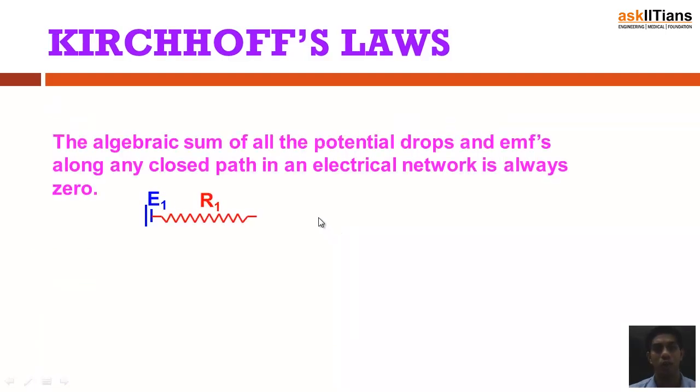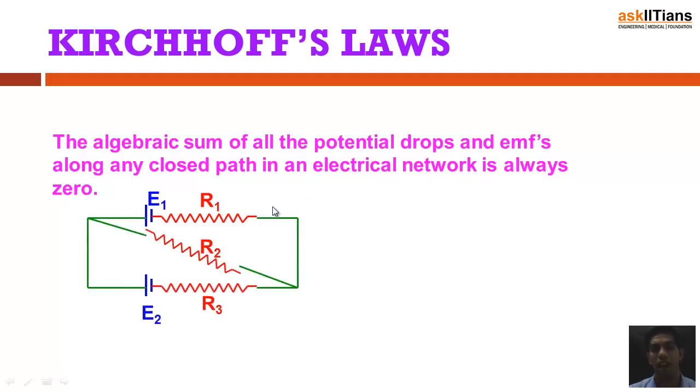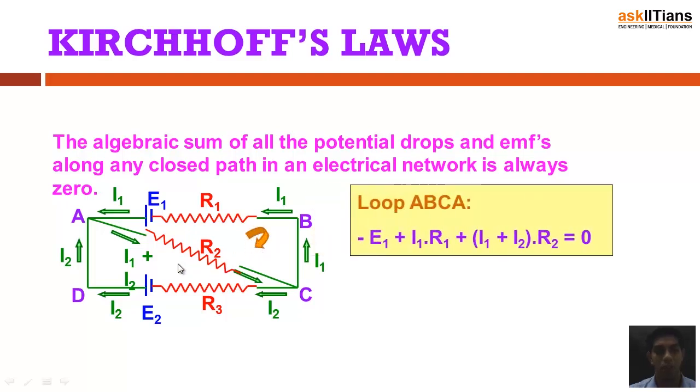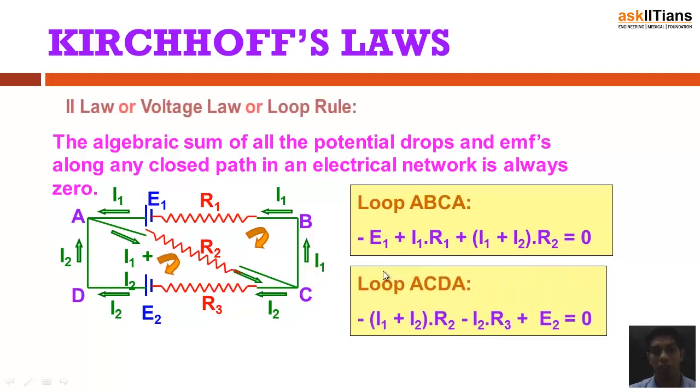For the loop law, the statement goes like this: the algebraic sum of all the potential drops and EMFs along any closed path in an electrical network is always 0. Let us have a diagram corresponding to it with proper markings. The current goes like this. So this is one loop. Correspondingly, the equation goes like this. There is another loop, and correspondingly the equation from the loop law goes like this.